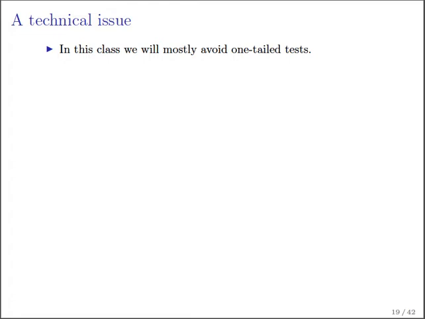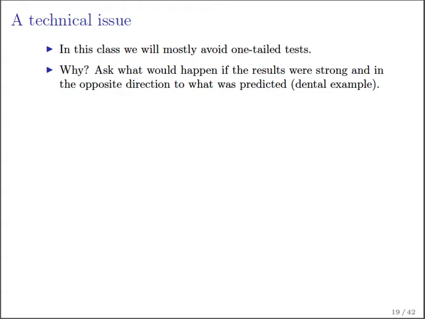Here's a technical issue. First of all, in this class, we're going to mostly avoid one-tailed tests because mostly we're analyzing scientific data. Why? As I mentioned earlier, ask what would happen if the results were strong in the opposite direction to what was predicted. The dental example. All right.